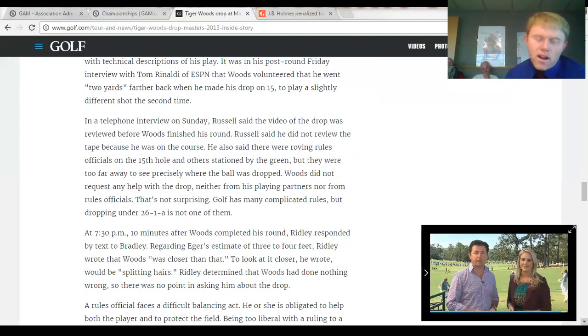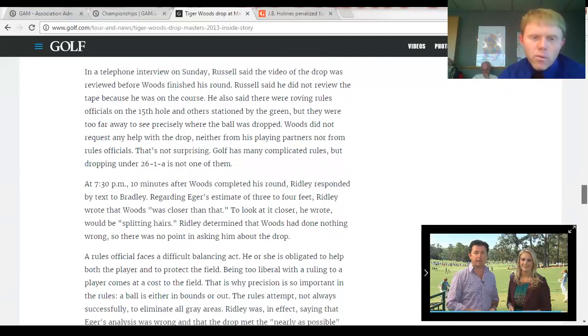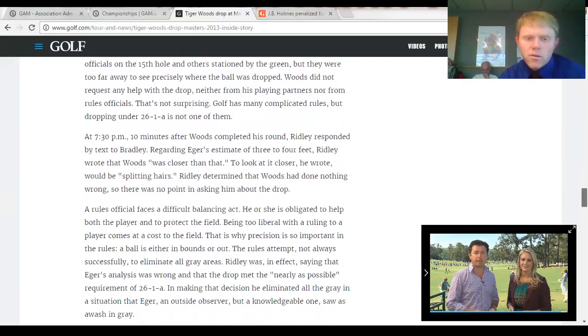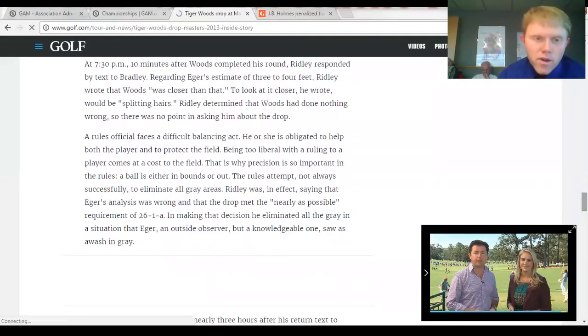At 7:30 p.m., 10 minutes after Woods completed his round, Ridley responded by text to Bradley regarding Eager's estimate of 3 to 4 feet. Ridley wrote that Woods was closer than that. To look at it closer, he wrote, would be splitting hairs. Ridley determined that Woods had done nothing wrong, so there was no point in asking about the drop. Now, granted, this was before the interview.